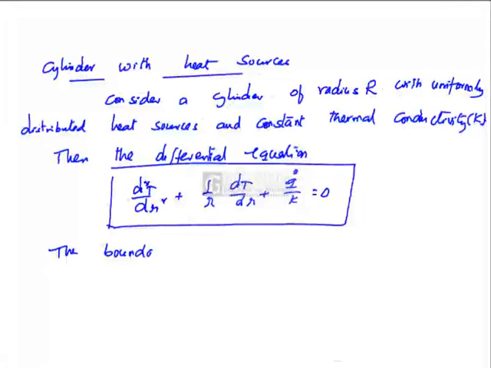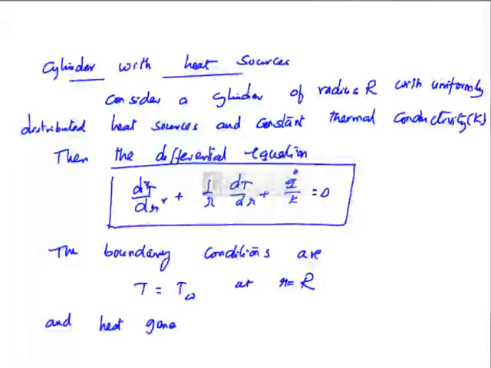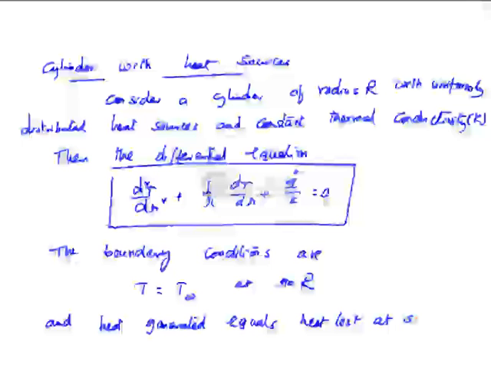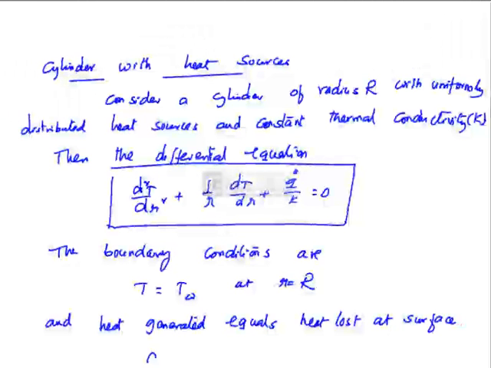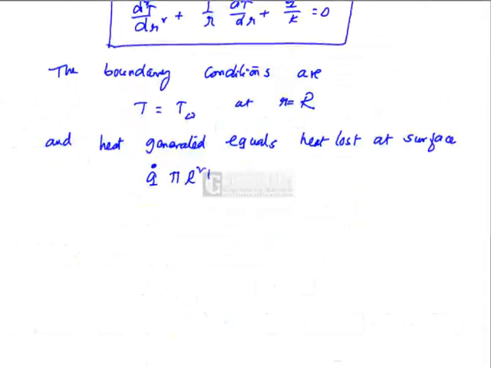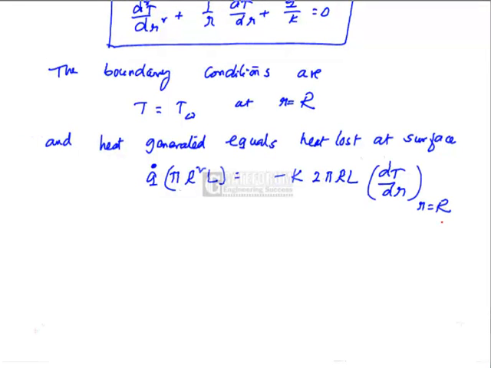The boundary conditions are T is equal to Tw at small r is equal to capital R, that is wall temperature, and heat generated equals heat lost at surface, that is total heat generated is Q dot into pi R square L, that is equal to minus K into 2 pi RL into dT by dr from Fourier law, at r is equal to R. Left hand side is heat generated, right hand side is the heat conducted at the surface.